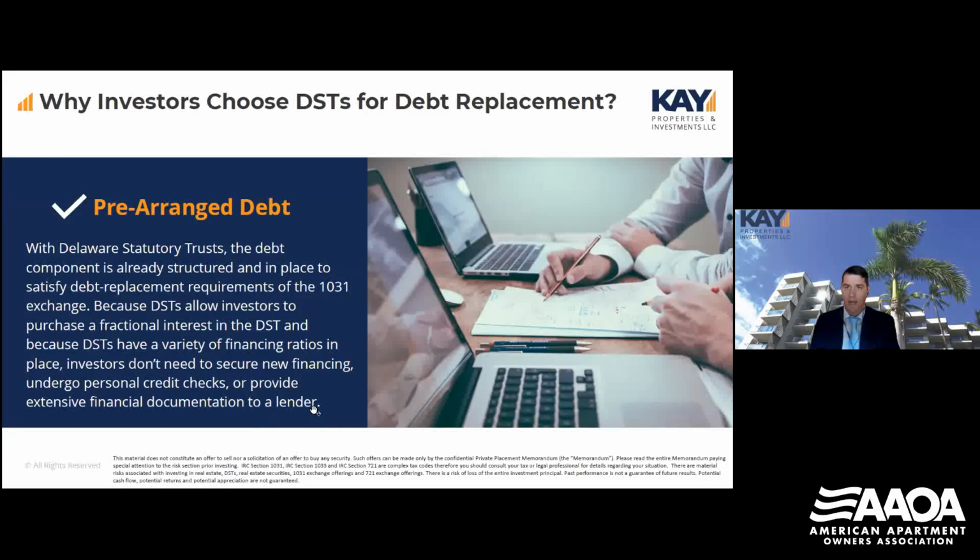So prior to any investors purchasing a DST, the loan has completely been set up. It's going to be a typically non-recourse loan to the investors held at the DST level. It is non-recourse to the investors. It's not going to show up on your personal credit report. And so it's all set before the first investor comes in.